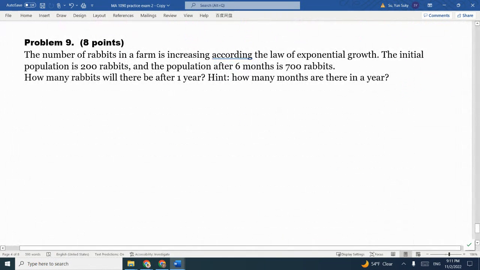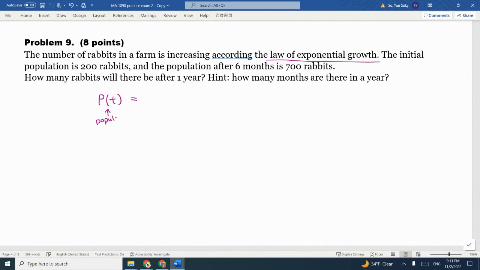Awesome. Okay, so the number of rabbits in a farm is increasing according to the law of exponential growth. The formula is the population function, P of t, equals P0, which is the initial population, times e to the rt. r is the growth rate. All right, so we use this formula.